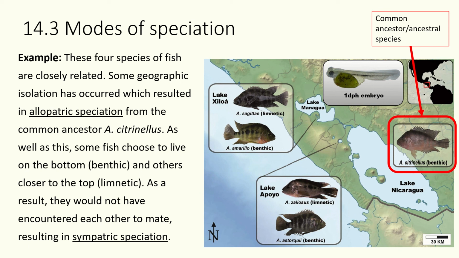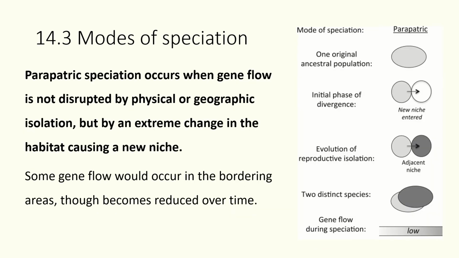And as a result, they're only going to be mating with other tops or other bottoms, and that results in sympatric speciation. So in this case, we've had both allopatric speciation sort of initially kicking things off, and then followed by sympatric speciation. So the allopatric speciation would have given the Lake Ixolia original ancestor and the Lake Apoyo original ancestor as they were separated, but then through sympatric speciation, we ended up with the two different species in each of those lakes. This brings us to our last form of speciation, parapatric speciation.